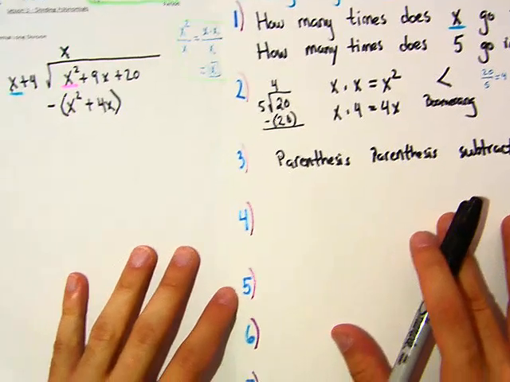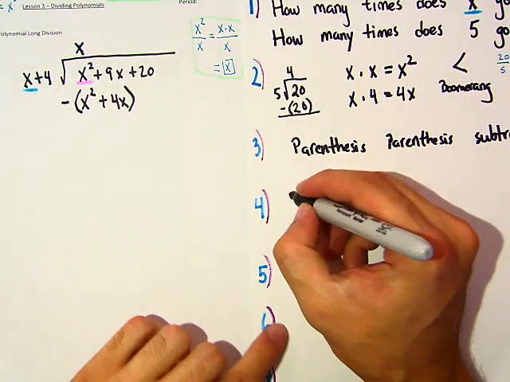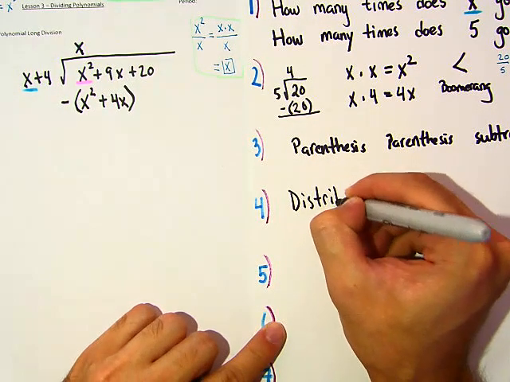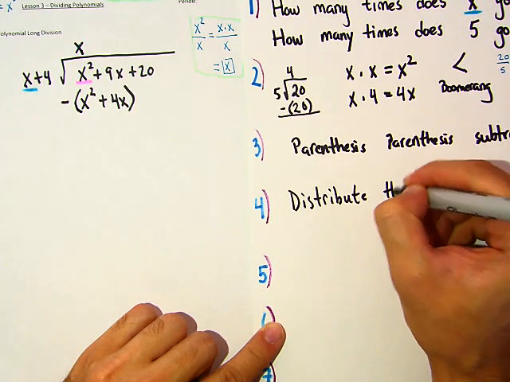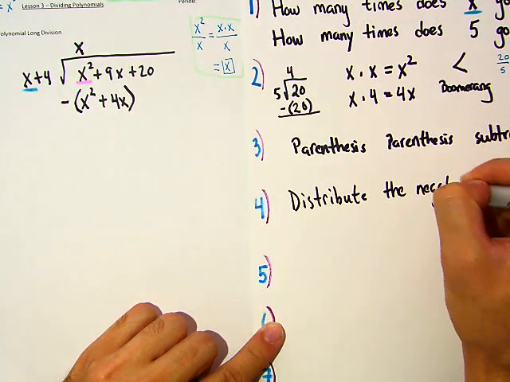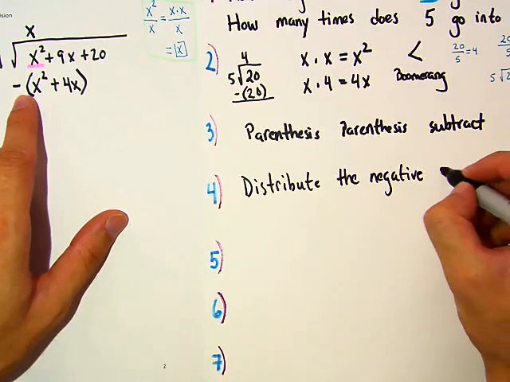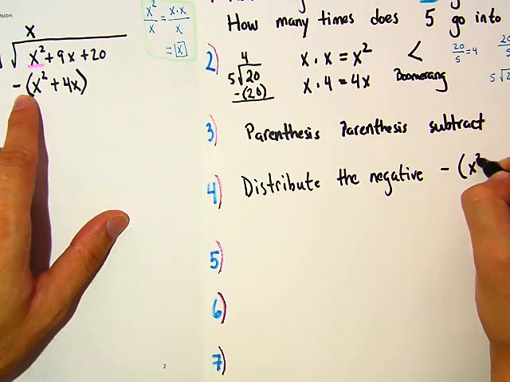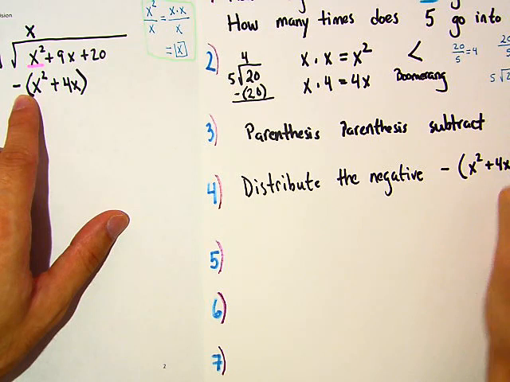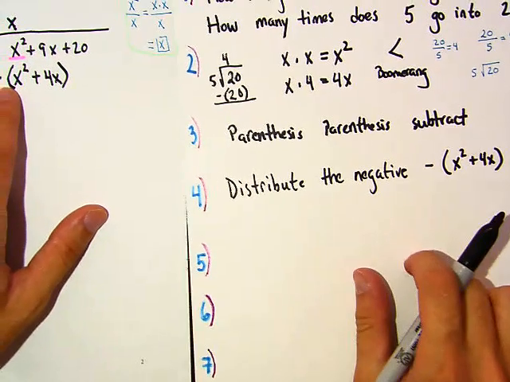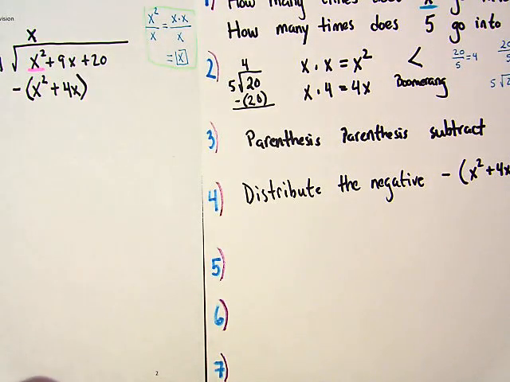Now, what we want to do next is distribute the negative, right? So if I have over here this negative x squared plus 4x, what happens? You see this negative x, oh, let me fix the camera angle, my bad.